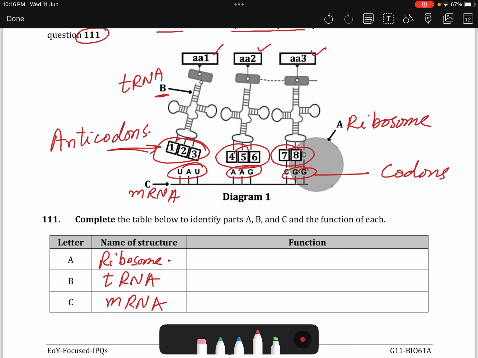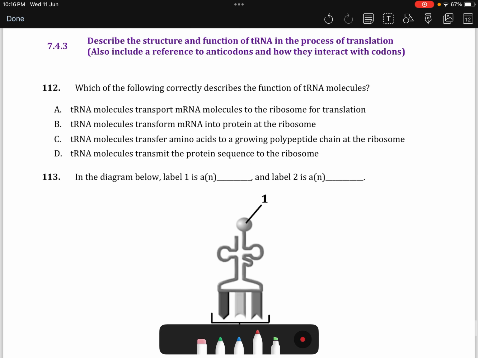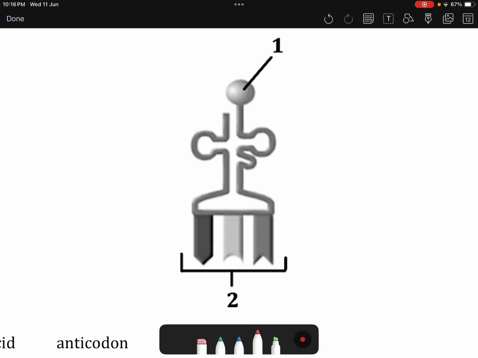And what are the functions? These two we wrote up already, but the upper one is the organelle where protein synthesis takes place. The other two we wrote up. Describe the structure and function of the tRNA. We already saw this is the tRNA. It looks like a loop, and 2 is the anticodon, and 1 is the amino acid.